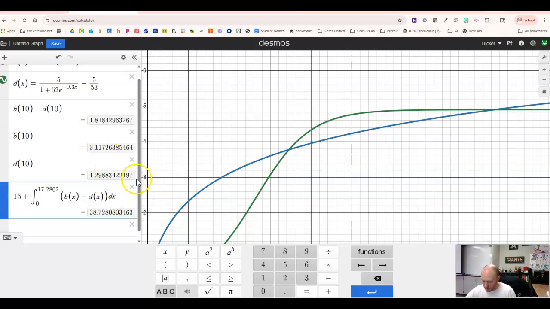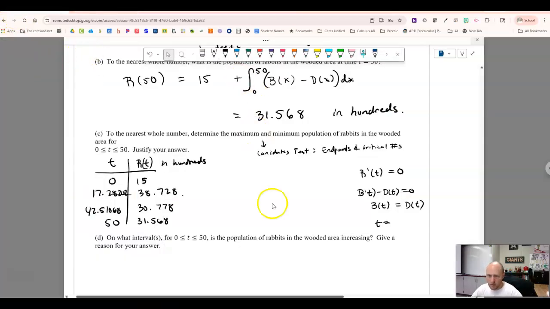Then I can do the same thing with 42.51068. I'm just entering in these critical values and finding the population. So we have 30.778. Okay, so we'll go back to our work.